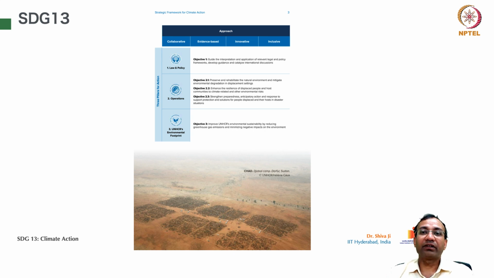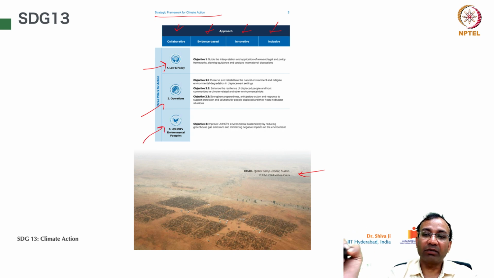So here we have some strategic framework for climate action. Let's see. The approach is collaborative, evidence-based, innovative, and inclusive. On law and policy, operations, and UNHCR's environmental footprint, these are the objectives prepared. There are five, I see.